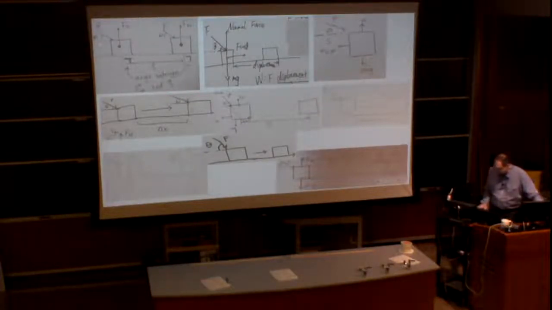Lots of these pictures are missing some elements. For example, right here I can see this picture doesn't show displacement. This picture doesn't show normal force or angle, correspondingly, etc., etc.